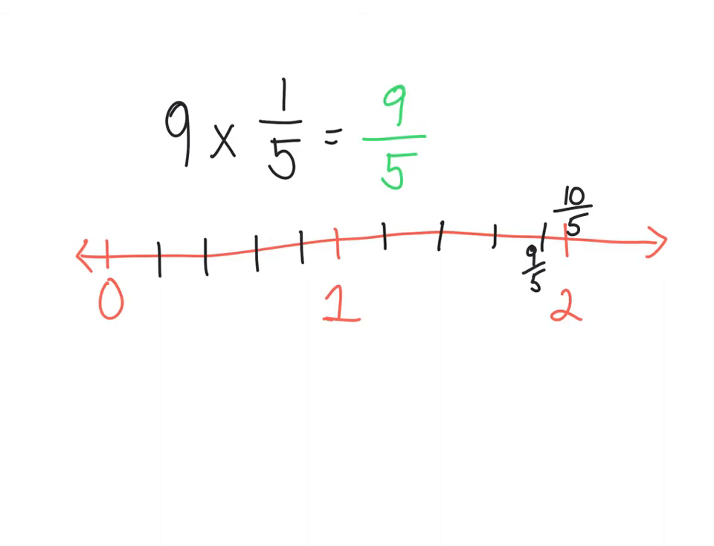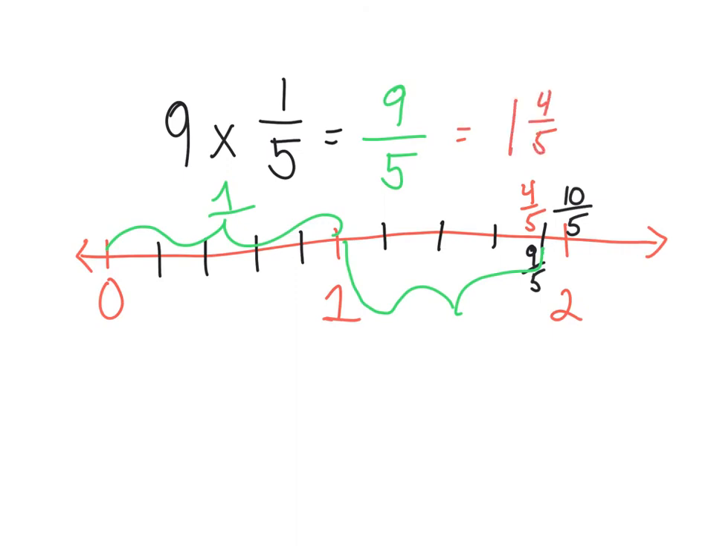So looking at this right here, we would say this group right here would represent the whole, and this section from here over to here would be 1 fifth, 2 fifths, 3 fifths, and this is not quite a whole yet, but that would represent 4 fifths. So our answer to this would be 1 4 fifths.